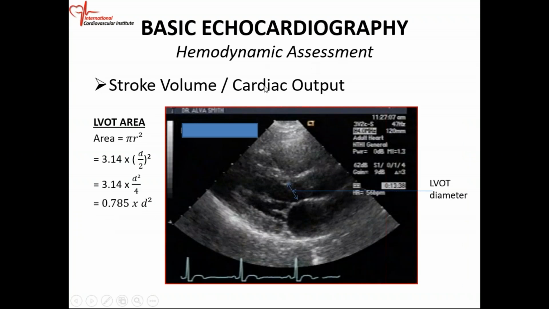And then the cardiac output is just the stroke volume times the heart rate. So that is why when the patient comes to the echo lab, you have to do a series of vitals, which include blood pressure, heart rate. But not only that, the computer will store the heart rate with the different frames. So you can see right here, it gives you the heart rate for what you're doing right there.